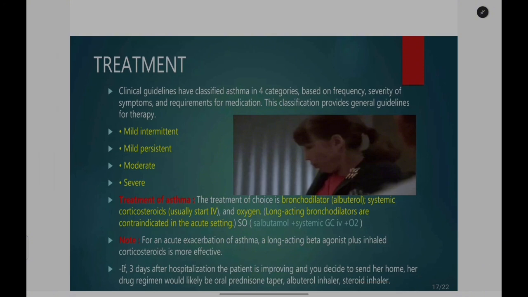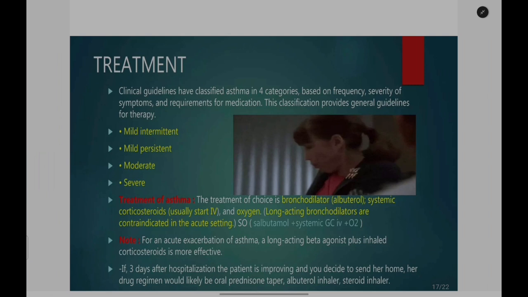Treatment: clinical guidelines have classified asthma into 4 categories based on frequency, severity of symptoms, and requirements for medication. This classification provides general guidelines for therapy: mild intermittent, mild persistent, moderate, and severe. Treatment of asthma: the treatment of choice is bronchodilator, systemic corticosteroids, and oxygen. Note: for an acute exacerbation of asthma, a long-acting beta agonist plus inhaled corticosteroids are more effective.